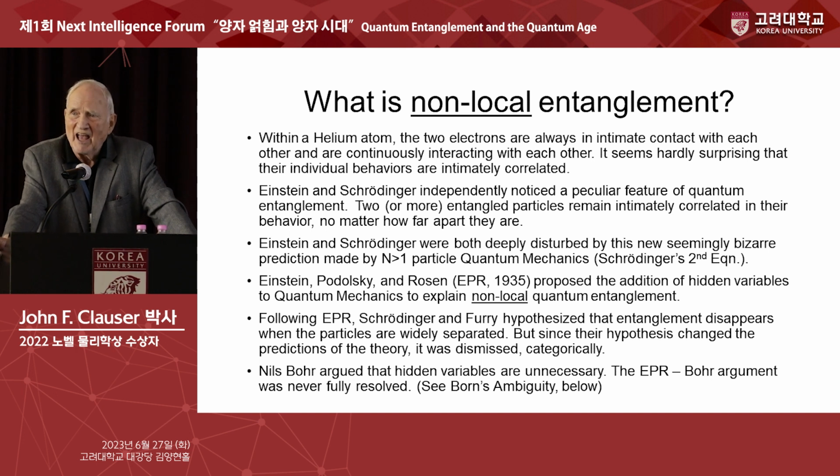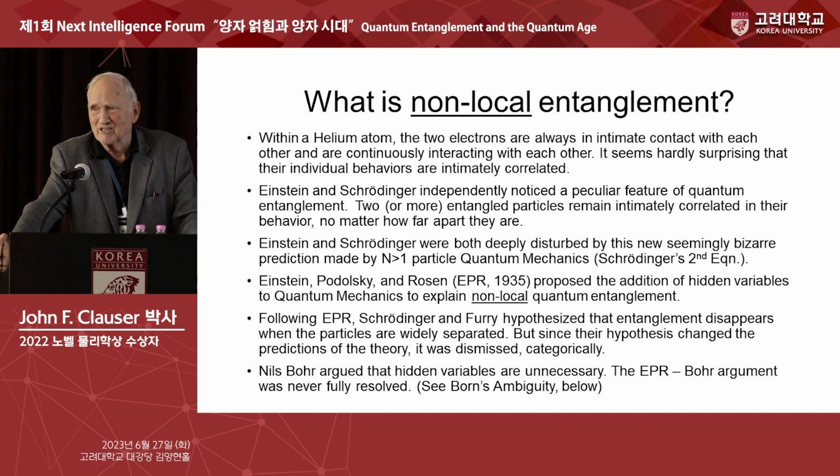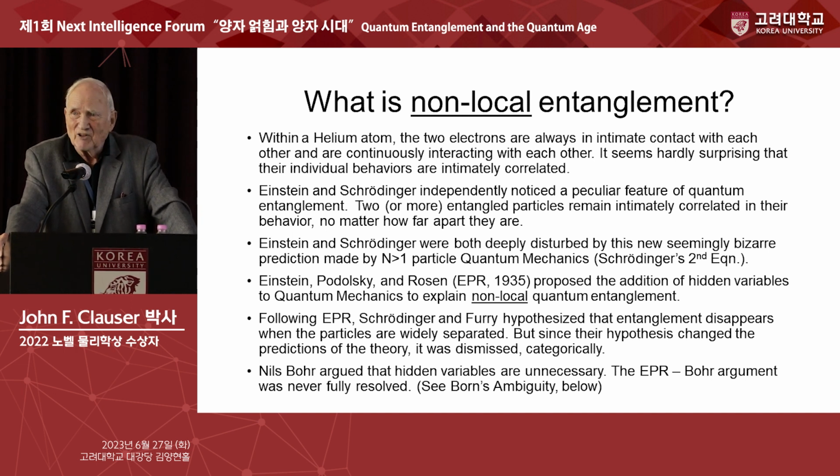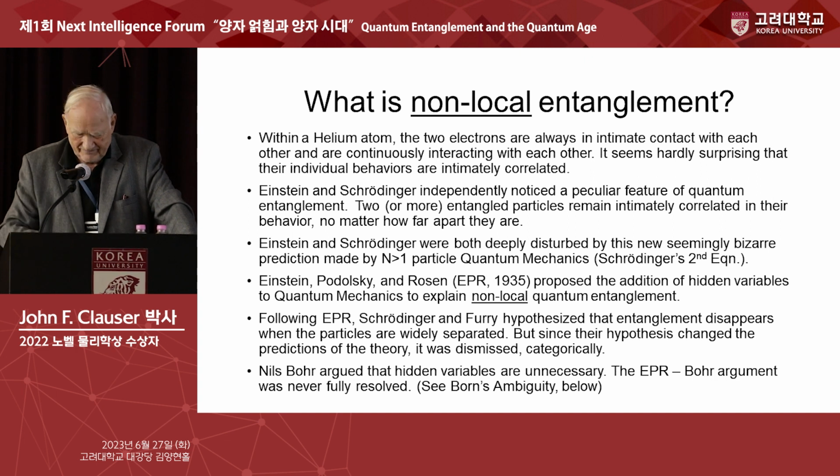Niels Bohr had a more mystical, if you will, description of how this correlation occurred. I never really understood Bohr's arguments, but nonetheless, he claimed that no, Einstein, Podolsky, Rosen hidden variables were not necessary in order to explain entanglement. There was a major debate between Einstein and Niels Bohr, and I will assert that it was never really fully resolved. Probably one of the reasons I didn't understand it.